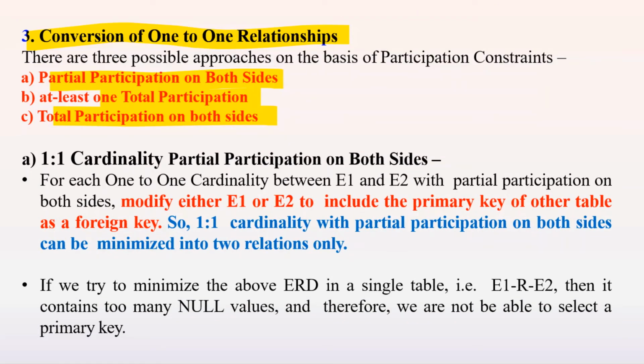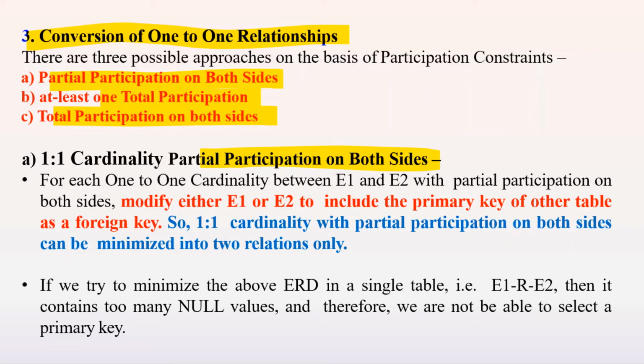The first case is one-to-one cardinality with partial participation on both sides. If we have partial participation on both sides, it means the participation is not mandatory, it is optional. For such cases, as the simple rule, we can break the relationship and entities into equivalent 3 tables, but we can also optimize if we have partial participation on both sides.